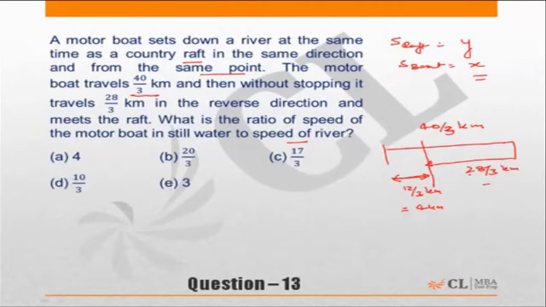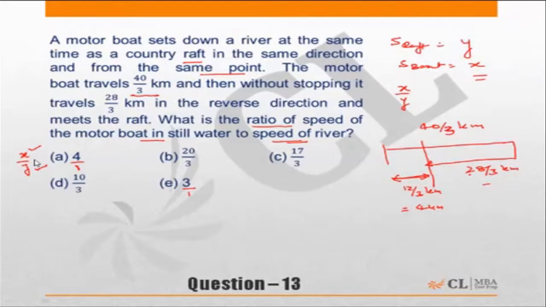Now, as per the question, we need to find the ratio of the speed of the motorboat in still water to the speed of the river, or we need to find the ratio x upon y. So the choices are nothing but x upon y. Choice A is 4 upon 1. Choice B is 20 upon 3. Choice E is 3 upon 1. Which means, if I look at choice A, if the speed of the boat is 4 kilometers per hour, the speed of the river should be 1 kilometer per hour. So this is giving us the ratio. We'll try to use the choices as we go forward in the question.